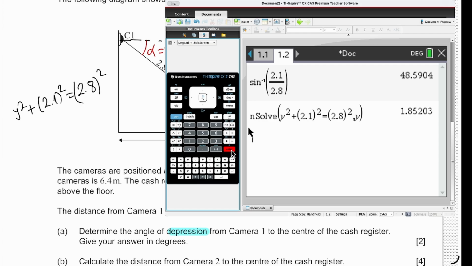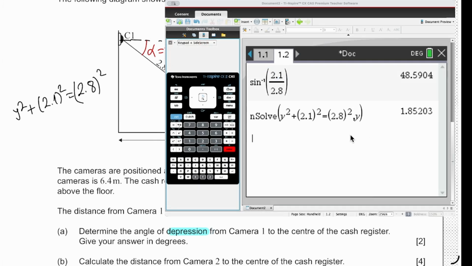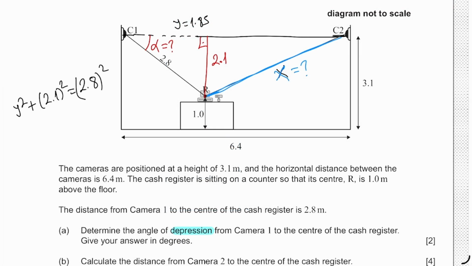1.85, it says, right? 1.85 meters. So y equals 1.85, so this part equals 1.85. So what is this part then? 6.4 minus 1.85, sorry. That gives 4.55. Okay, 4.55 is this part.